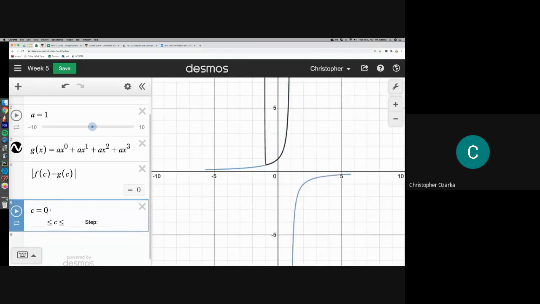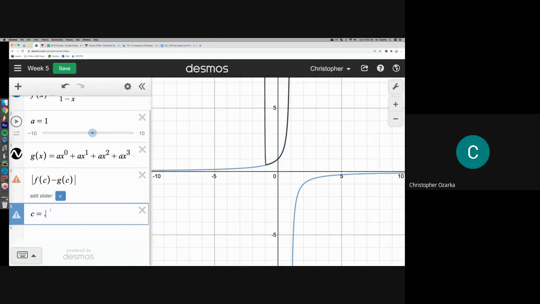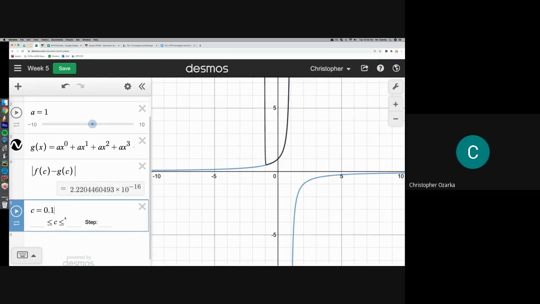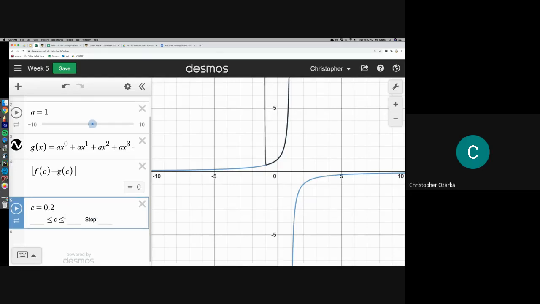Okay. Now, if I did something like 0.1, there might be a little bit of an error, because I only went to 50. If you notice, that's a tiny error. It's 0.0 with 15 zeros, 222. So it's a very tiny number. As you get further and further away, the error is going to be more and more.